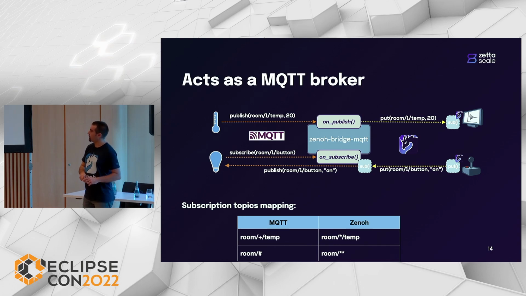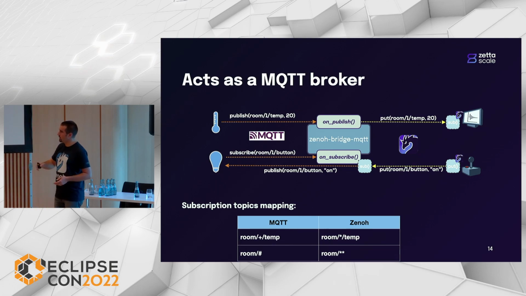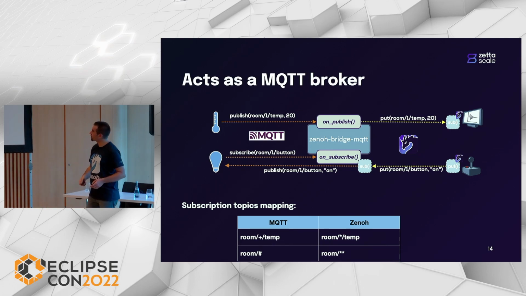With regard to subscription topic mapping, MQTT, you know, supports some matching characters like plus or hash. In Zenoh, we have similar concepts. It's just the symbols which differ. Star corresponds to any string without a slash, and double star corresponds to any string, including a slash, like in a recursive path.